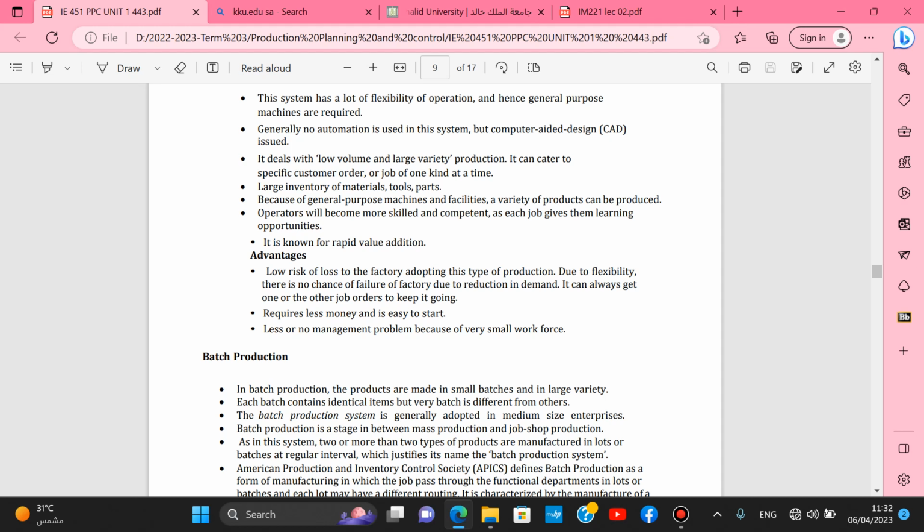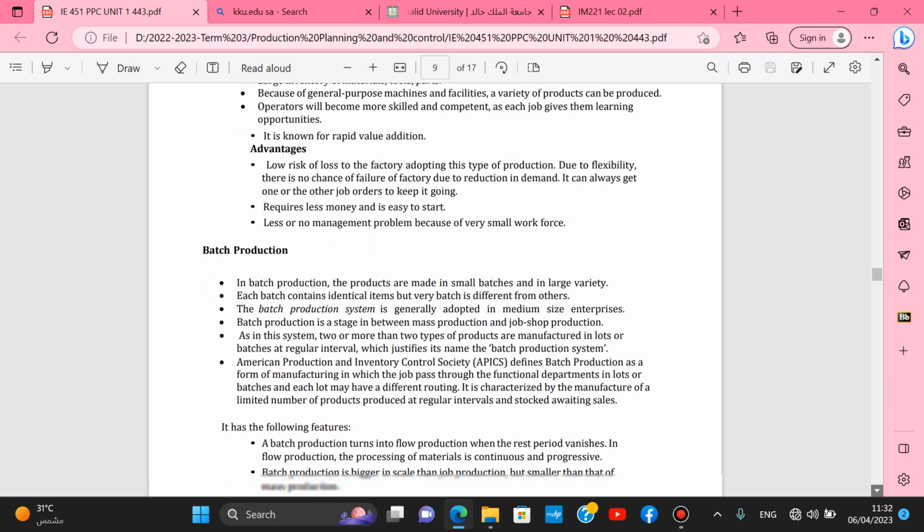So it can always get one or the other job orders to keep it going. It requires less money and is easy to start and less of management. Okay, بما انه the scale of this type of production is small, so it's a very small workforce. النوع الثاني هو الباتش production.